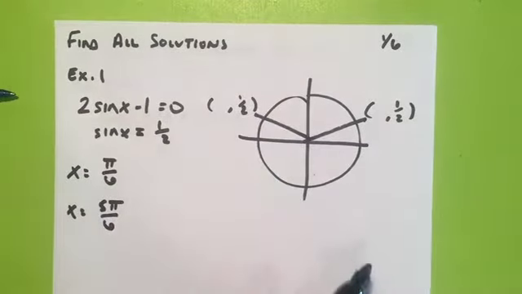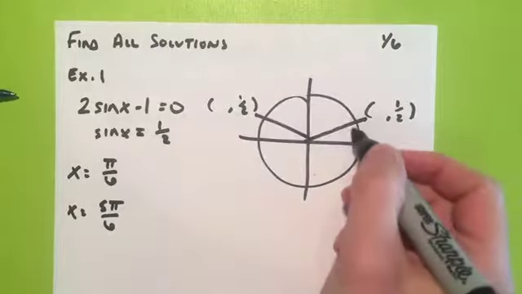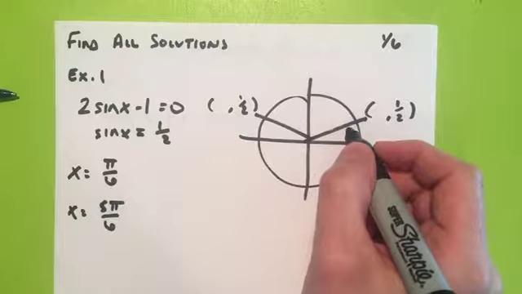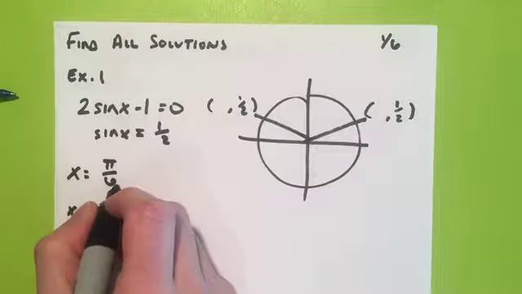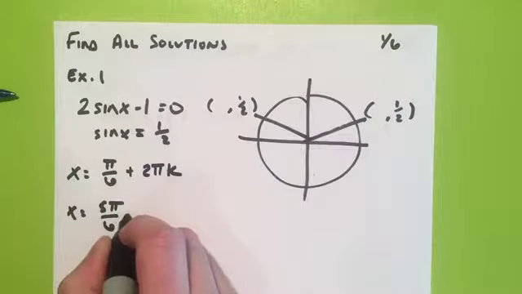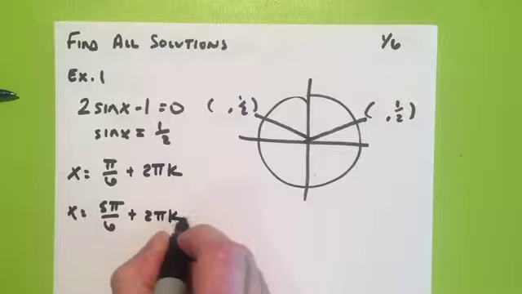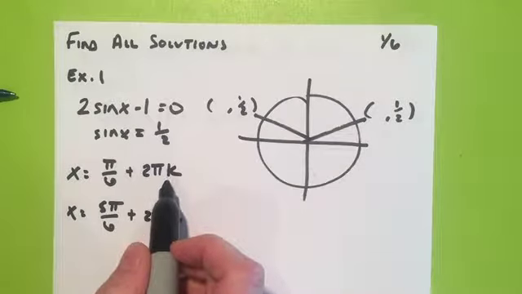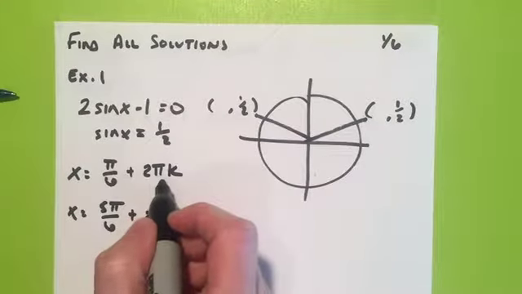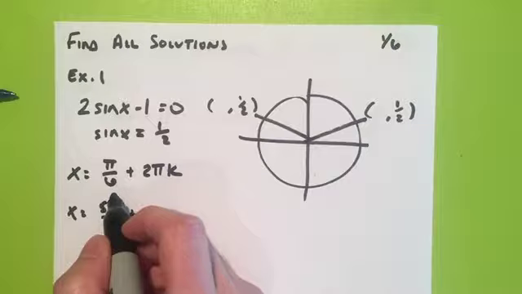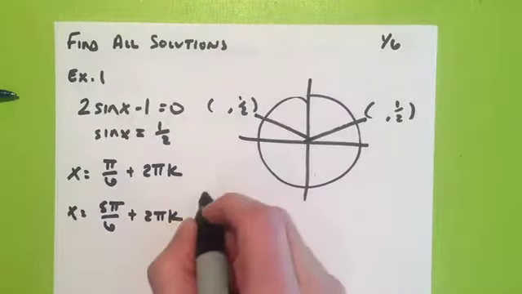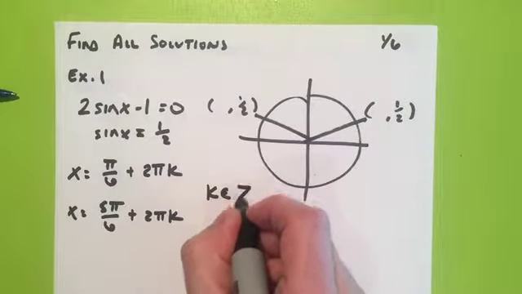Now the all solutions comes into play in that every time we add the period, we get back to the same thing. So every time we add 2 pi, we go all the way around the circle, we come up with another solution. So rather than just pi over 6, I'm going to have pi over 6 plus 2 pi k, or 5 pi over 6 plus 2 pi k. That tells us every time we rotate once around, we get another solution. That would be, for pi over 6 plus 2 pi k, 13 pi over 6, 25 pi over 6, and so forth, as well as the negatives. We are taking that k can be any integer value.